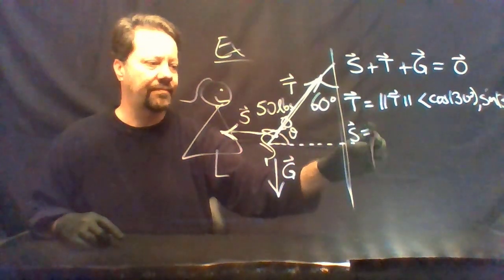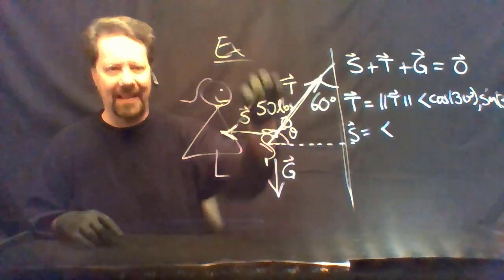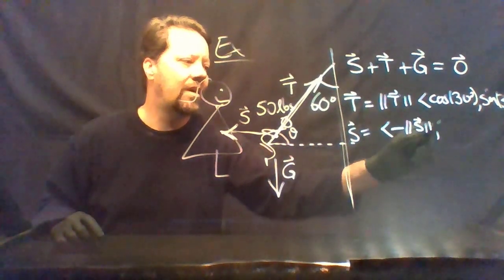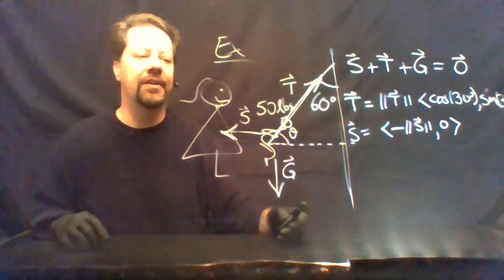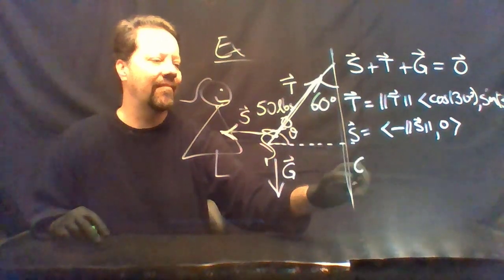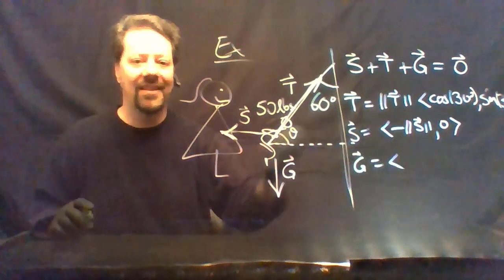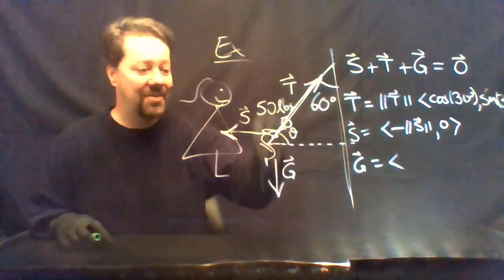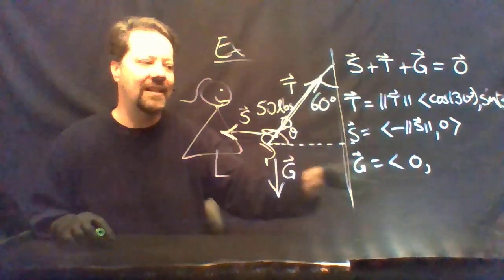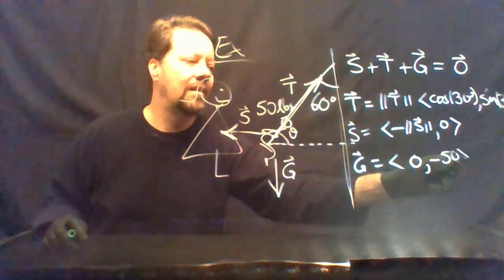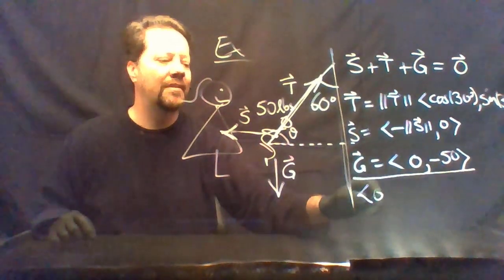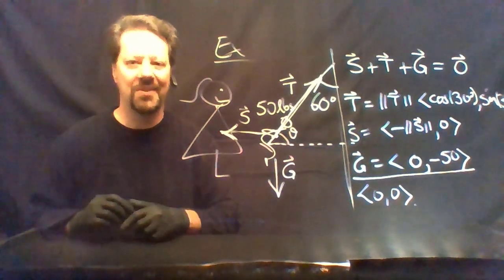The sister force goes straight back. It has no vertical component. So it's going to be minus the magnitude of the sister force, comma, 0. No vertical component, all horizontal, all pointing in the negative axis direction. The gravitational force is straight down. It has no horizontal component, and 50 pounds straight down. So here's our setup. All of these have to add up to the vector 0, 0.